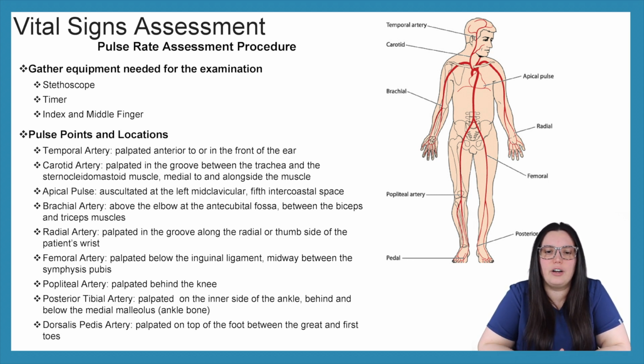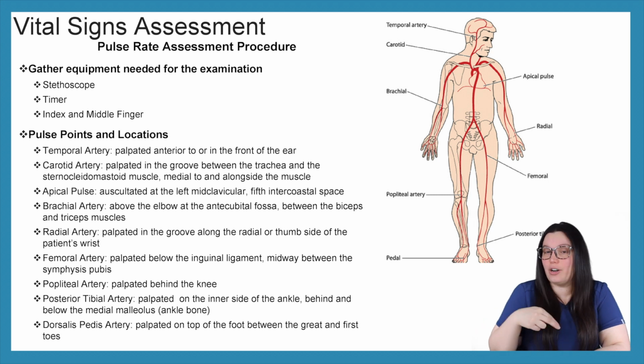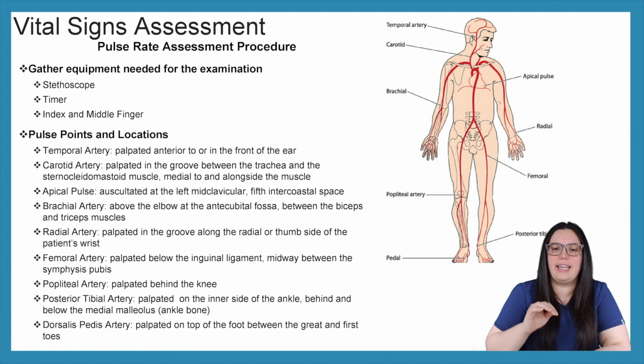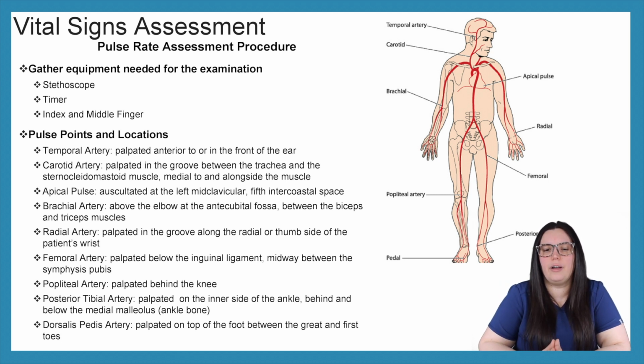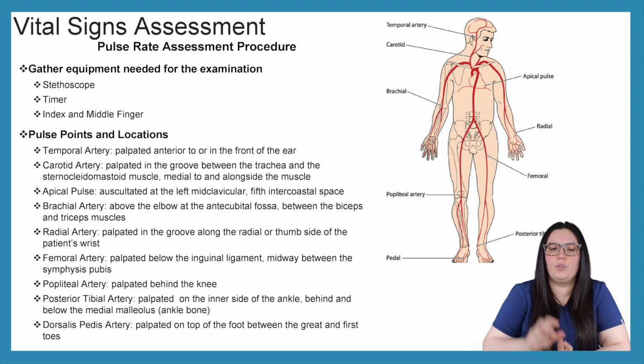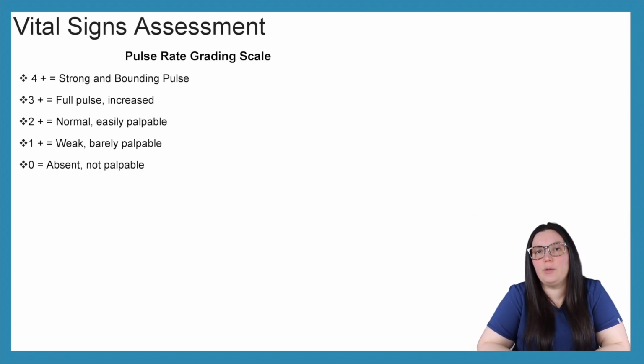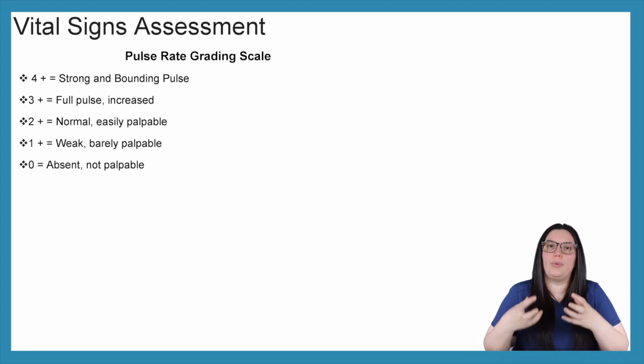Next, we have our popliteal artery that is palpated behind our knee. Our posterior tibial artery, which is palpated on the inner side of the ankle, behind and below that medial ankle bone. And then lastly, we have our dorsalis pedis artery, which is palpated on top of the foot between the great and first toes. So as we're palpating, we are also grading our pulse rate.